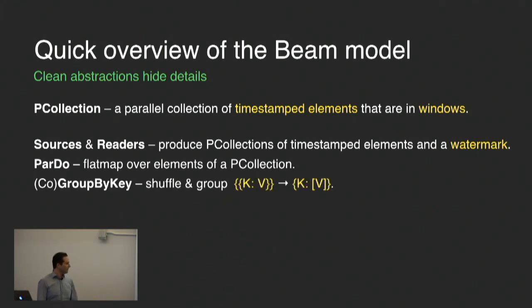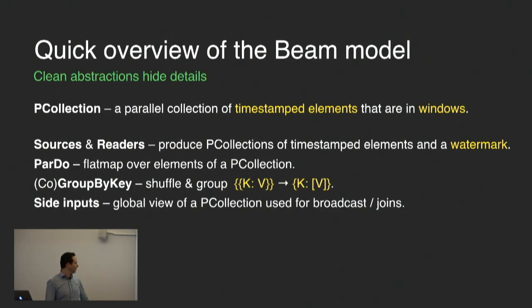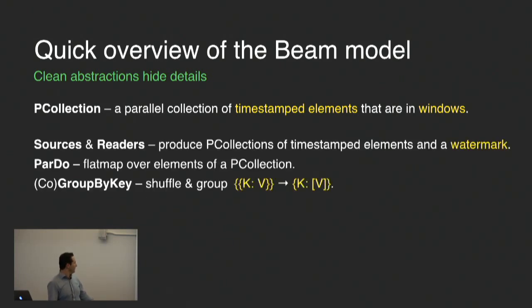GroupByKey and CoGroupByKey are the fundamental primitives for shuffling and grouping. So if you have a PCollection of key values, after you do a GroupByKey, you have a PCollection of key, comma, vector of values. So all the values, key values, which might be on many different machines, at the end you can process locally, all the values for a single key. And this is a primitive. This also works together with things like combiners for sums, which do this far more efficiently because you don't have to wait for all the values to be shuffled onto a machine before you start calculating the sum.